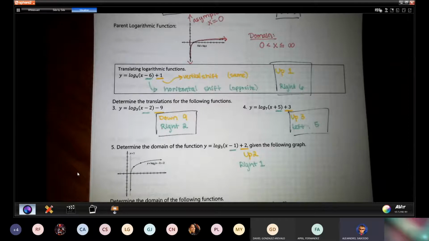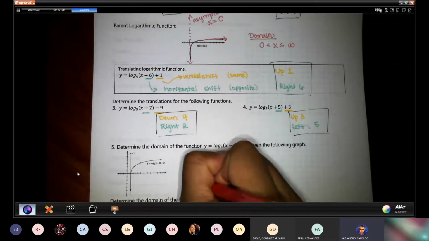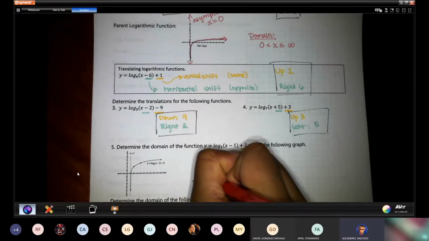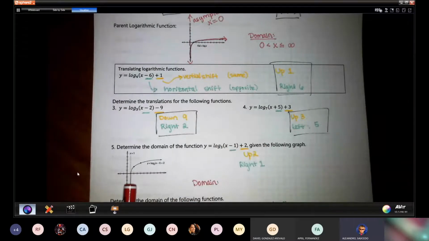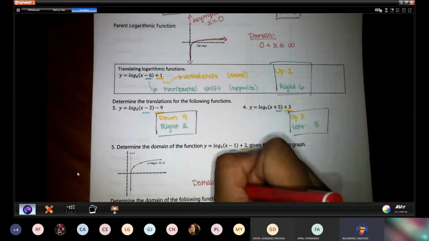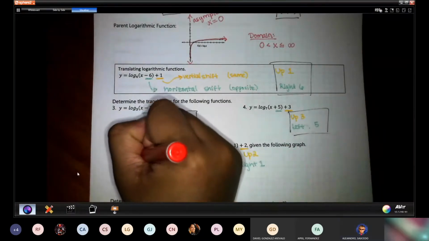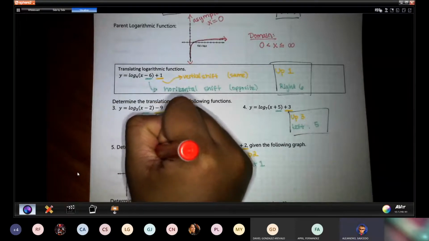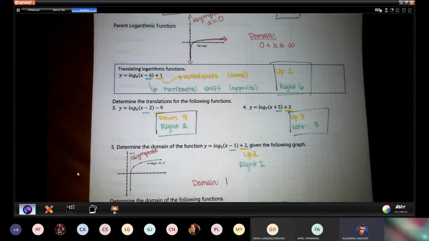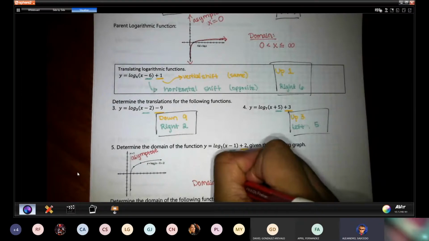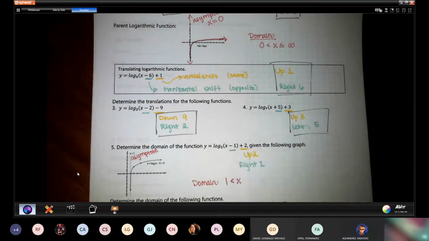All right, so what is the domain of this graph? One. What is the lowest number? One. Does it ever touch the 1? No, that's an asymptote. Remember, an asymptote never touches. It's literally touching it. It does not touch it. Okay, so 1, it doesn't touch 1, and then it goes all the way to what?